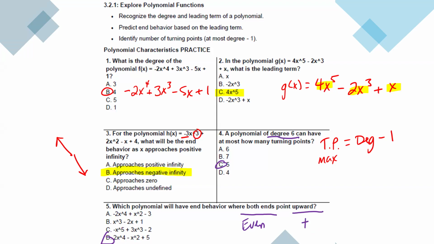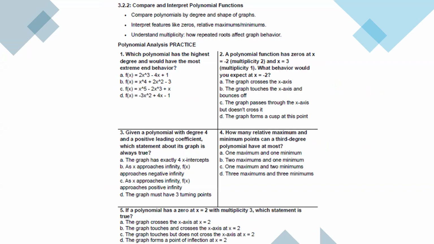All right, so that was our quick review of what we learned, correct? Did any of that feel too new besides turning points? And turning points is easy. It's always the degree minus 1, and we're all experts at subtracting, right? All right, so continuing on what we already know, we're going to introduce some more new stuff.